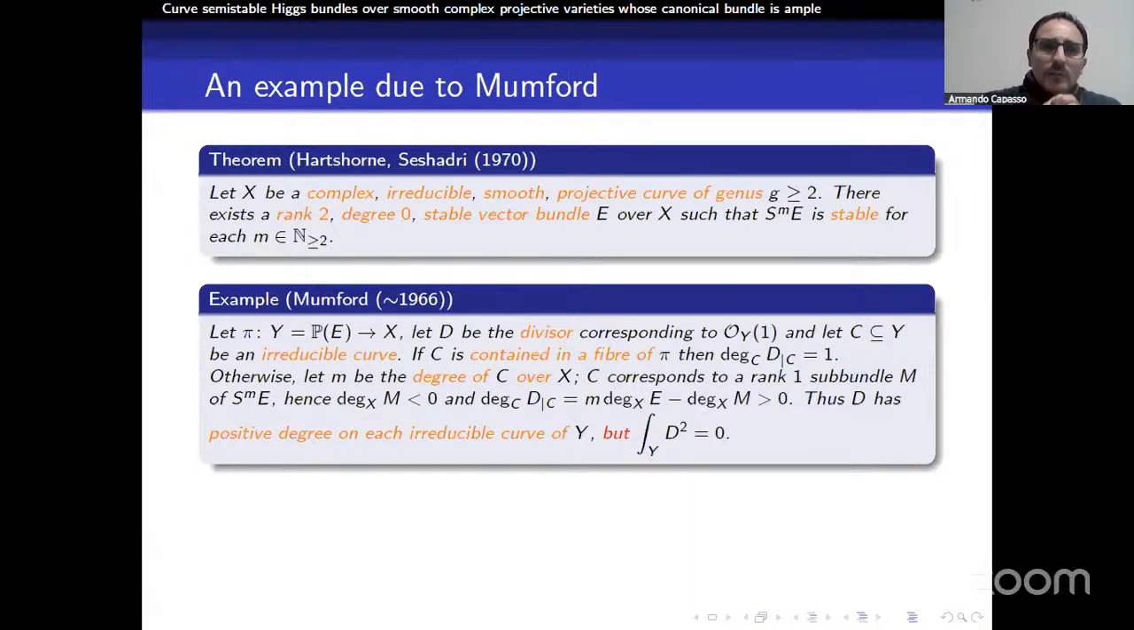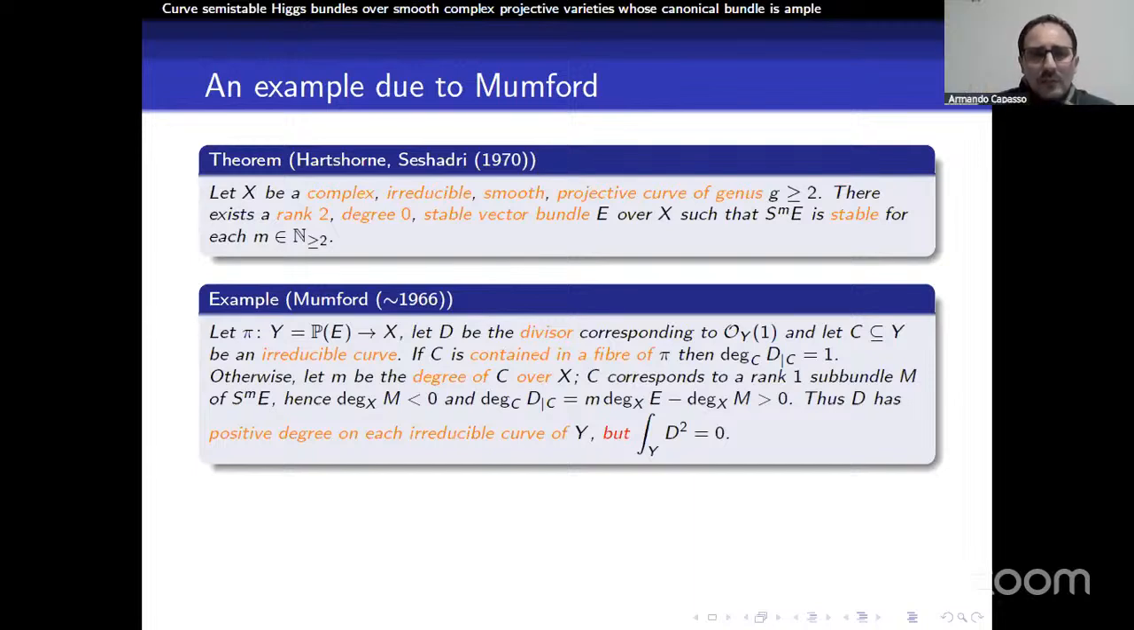Previously, Mumford, in circa 1966, said, okay, I take a curve X and a stable vector bundle E such that blah, blah, and I construct the following example. But the problem, between quotes, is that at that time Mumford did not know whether such a vector bundle exists. Indeed, we need to wait for this result of Drezet and Seshadri. So, what does this Mumford example say?